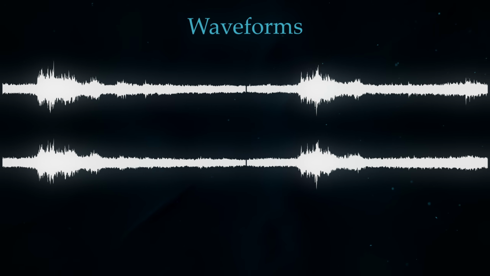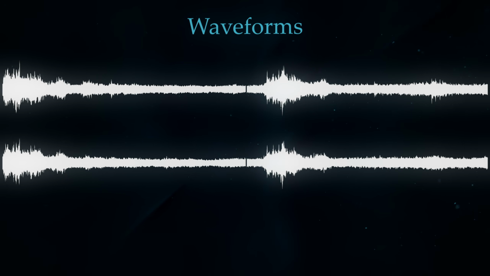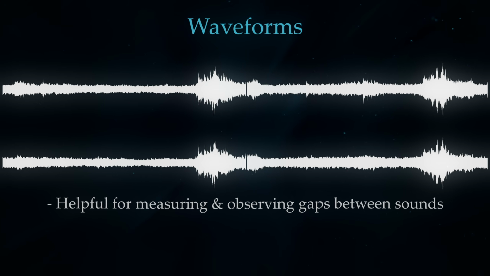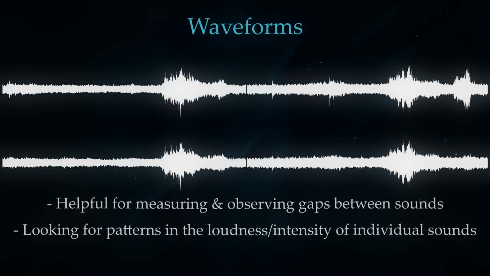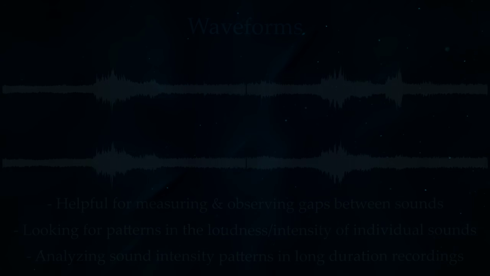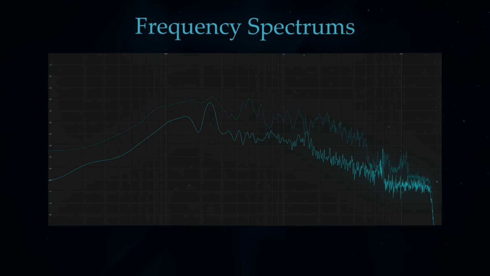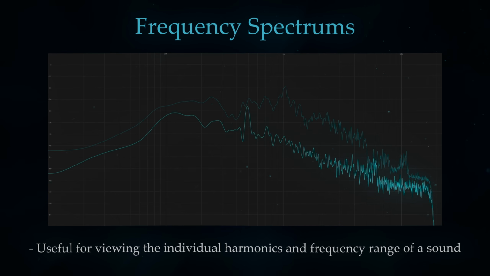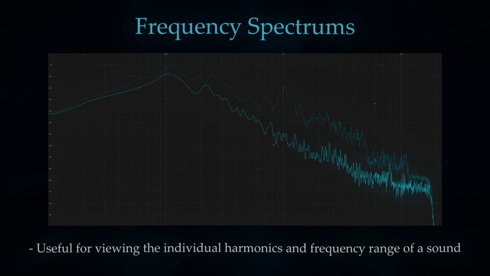Waveforms provide an intuitive visual representation of amplitude and frequency. In my case, this meant using them to look at gaps in animal calls, loudness patterns, and some patterns in longer recordings. Frequency spectrums display the range of frequencies that make up a sound. They're useful for observing the harmonics and frequency ranges of many sounds.